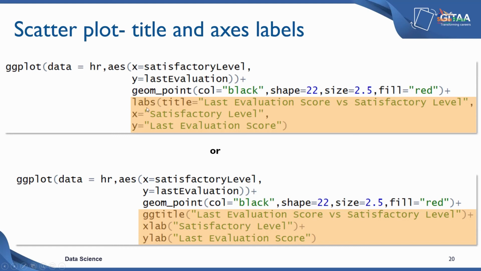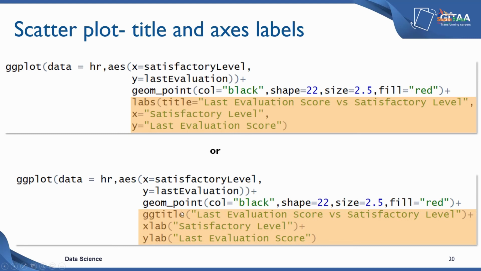So first I'm going to take the labs function. I again need to add a plus notation here, and I'm going to add the function labs. So within labs there are 3 parameters that you can give. One is the title, which is the title of the plot. So I'm calling the title for my plot as last evaluation score versus satisfactory level. The next parameter is x, which tells you what is the description that should go on the x-axis. Now this is satisfactory level on the x-axis, and the parameter y basically tells us what should go on the y-axis. So on the y-axis I have last evaluation score. So within the labs function you can mention the title, the x label and the y label.